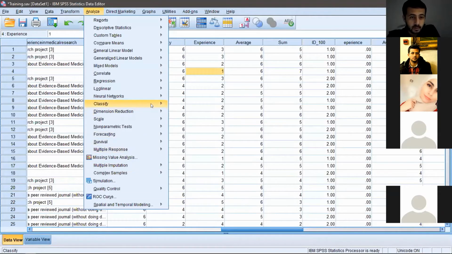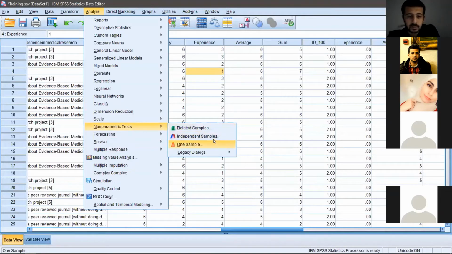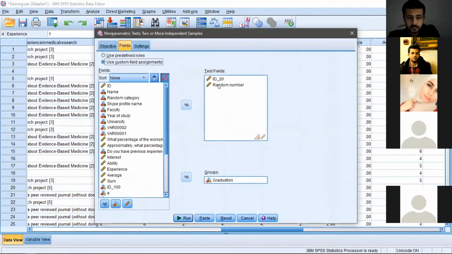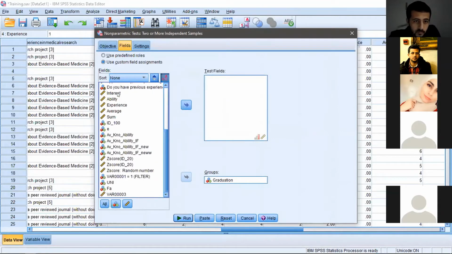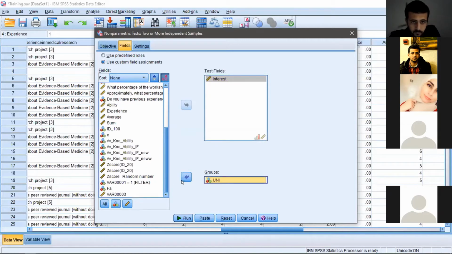There is another way. I take non-parametric tests, from here, as we said last time, we didn't have the time, but now we have. So, independent samples. Let's take those out. We need the interest, and our groups are based on uni. Okay, let's talk about this window.